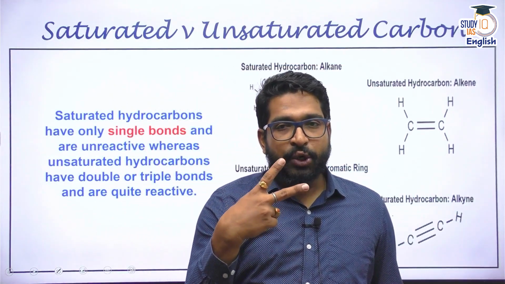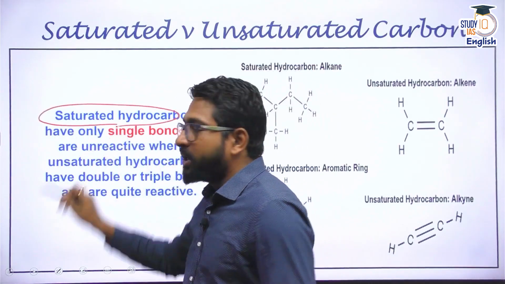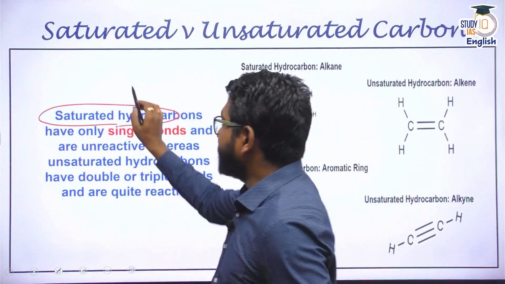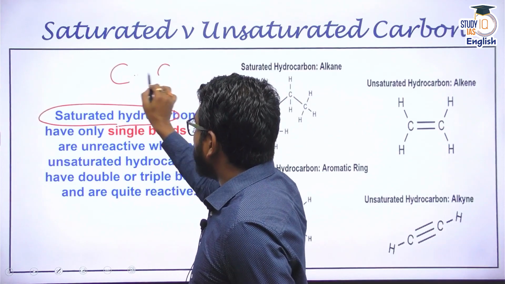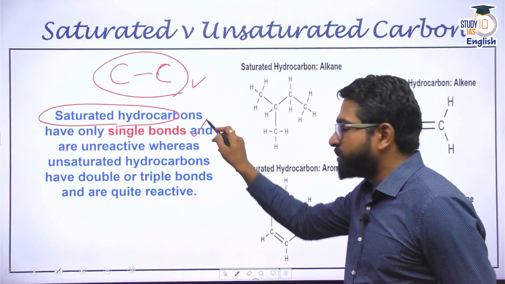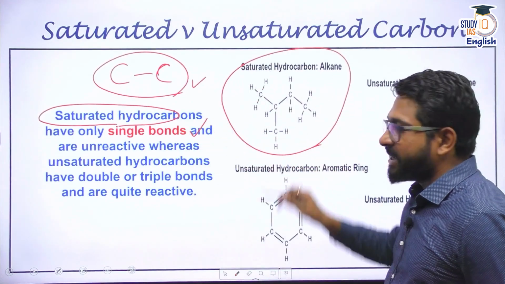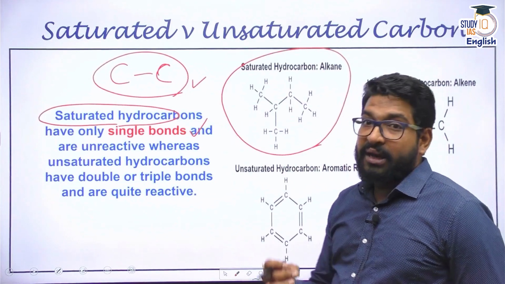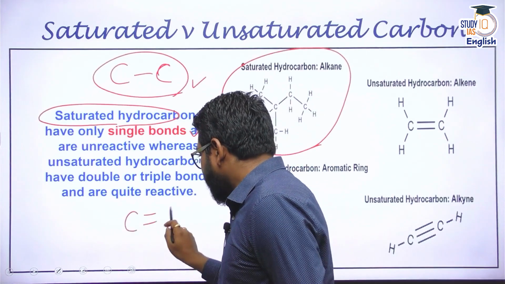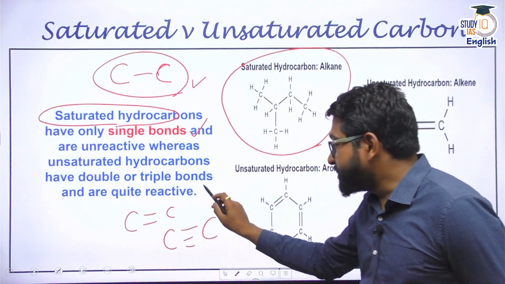Hydrocarbons are classified in two categories. One is saturated hydrocarbon. A saturated hydrocarbon is one in which the compound will have only single bonds between carbons. You can note here, an example of saturated hydrocarbons is alkane. But once any pair of carbons have a double bond or a triple bond, then they become unsaturated hydrocarbons.